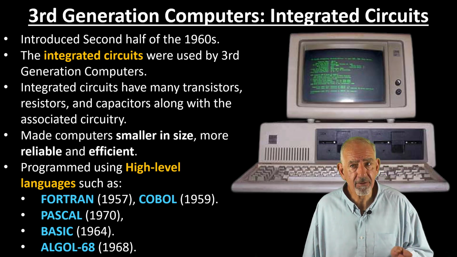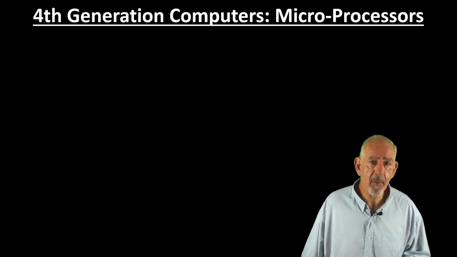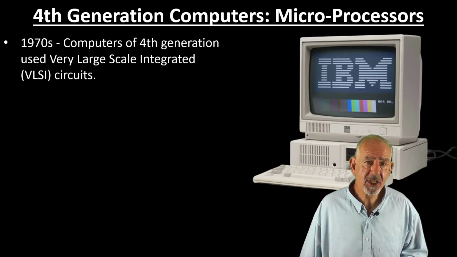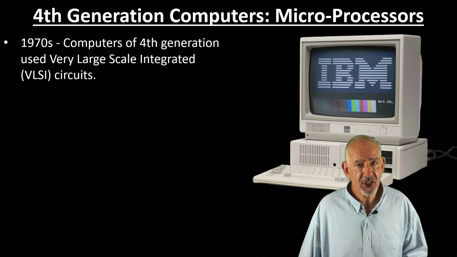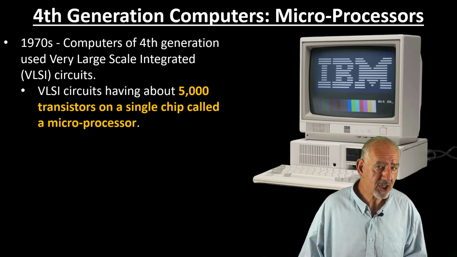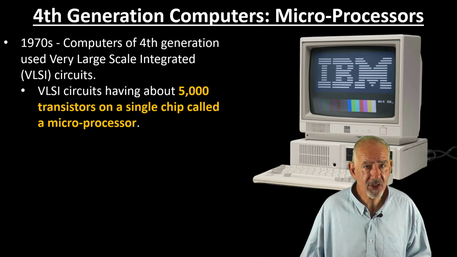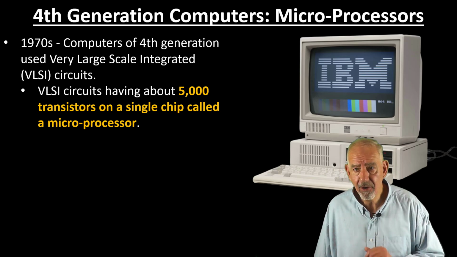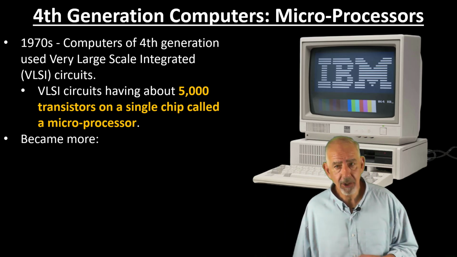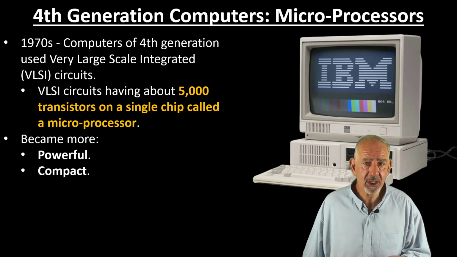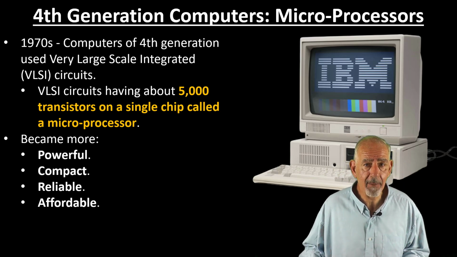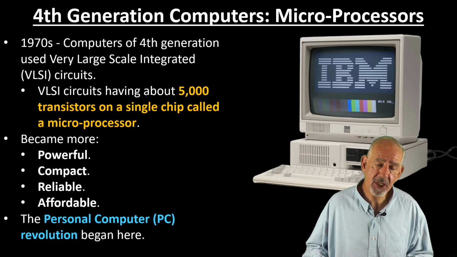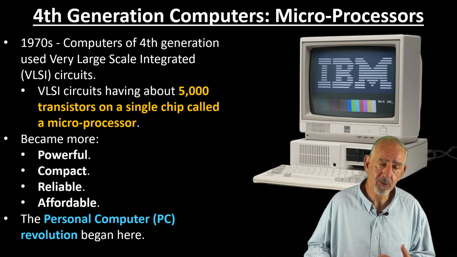And then we move on to the fourth generation computers, which were where our microprocessors came in. And this started around the 1970s, and they used very large scale integrated circuits. And these very large scale integrated circuits have upwards of about 5,000 transistors on a single chip, which we called a microprocessor. But it was still only 5,000. And of course, computers became more powerful, more compact, more reliable, and quite importantly, more affordable. And this is really where our personal computer revolution began. This is where computers started appearing on people's desks.